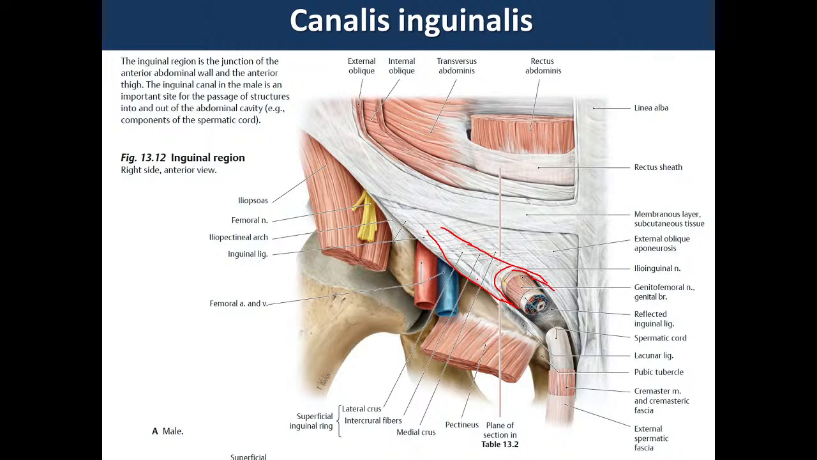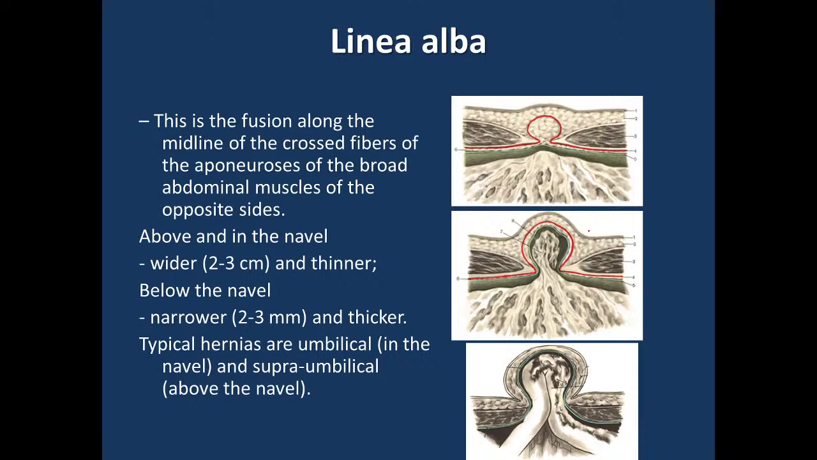So we ask you to know the walls of the inguinal canal. It has anterior wall, inferior wall, superior wall, and inferior and internal wall. So there are 4 walls of the inguinal canal.